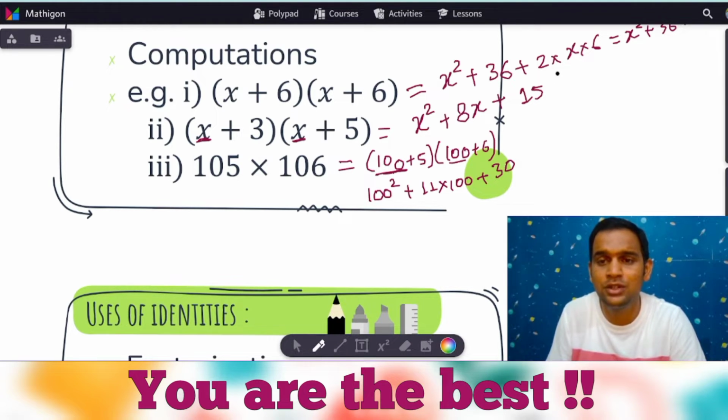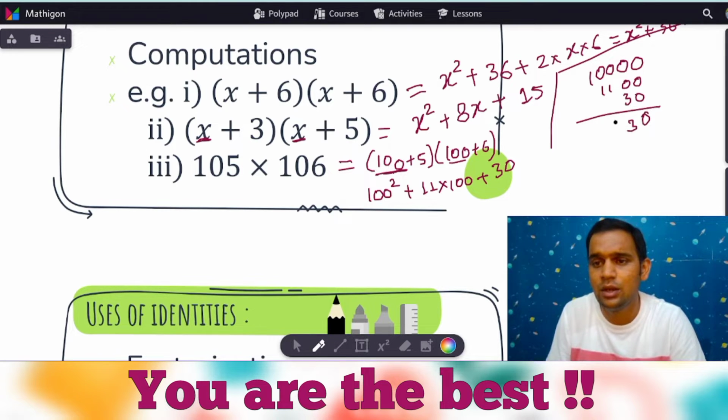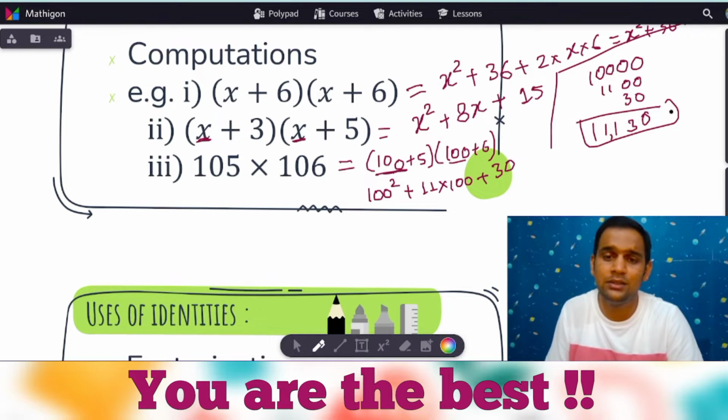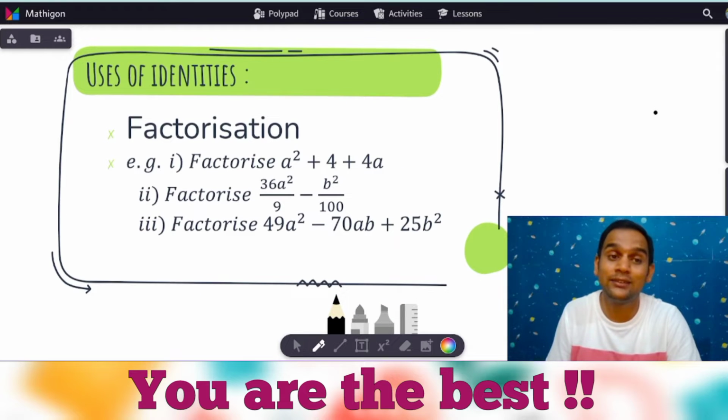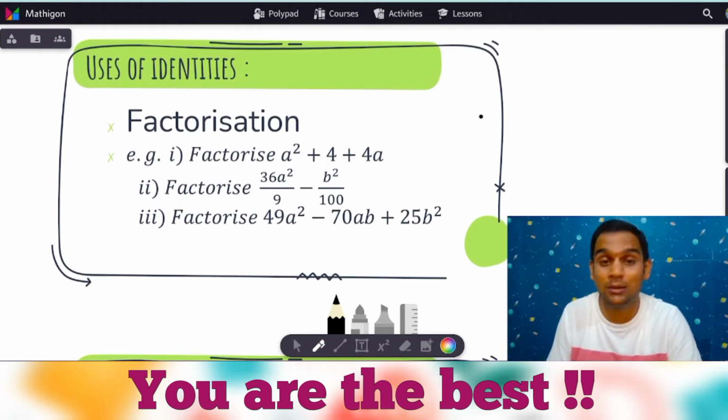When you do this solution, you will get the answer. So 100 square is 1 and then 4 zeros, that is 10,000. 100 times 11 is 1100, plus 30. So the answer you get is 11,130. I hope that makes sense. See how quickly we were able to do the problem. That is the use of identities when it comes to computation.